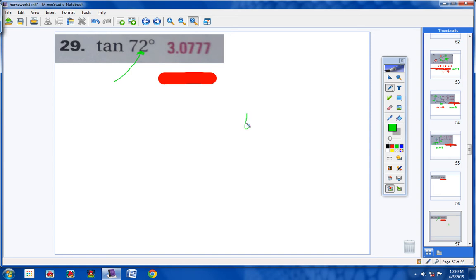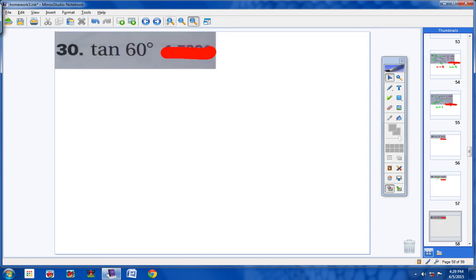Later on, we're going to do problems where you're missing the angle like this. Something like that, okay? And you have to find the angle. When it's like that, you use a different button on your calculator. Right now, we're just using the tangent. And we're taking the tangent of a given angle, so we just type in tangent of 72 degrees.